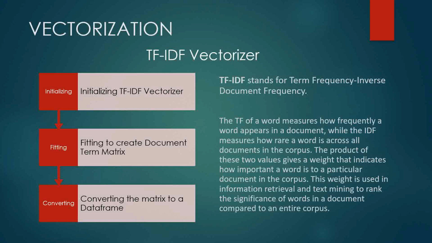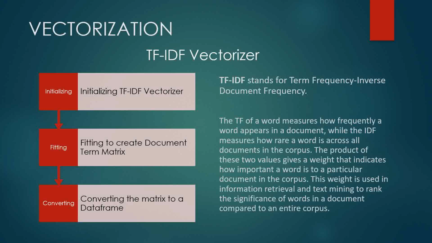Coming to the second approach, it was the TF-IDF vectorizer. TF-IDF stands for term frequency inverse document frequency. The TF of a word measures how frequently a word appears in a document, while the IDF measures how rare a word is across all documents in the corpus. The product of these two values gives us a weight that indicates how important a word is to a particular document in the corpus. This weight is used in information retrieval and text mining to rank the significance of words in a document compared to an entire corpus.